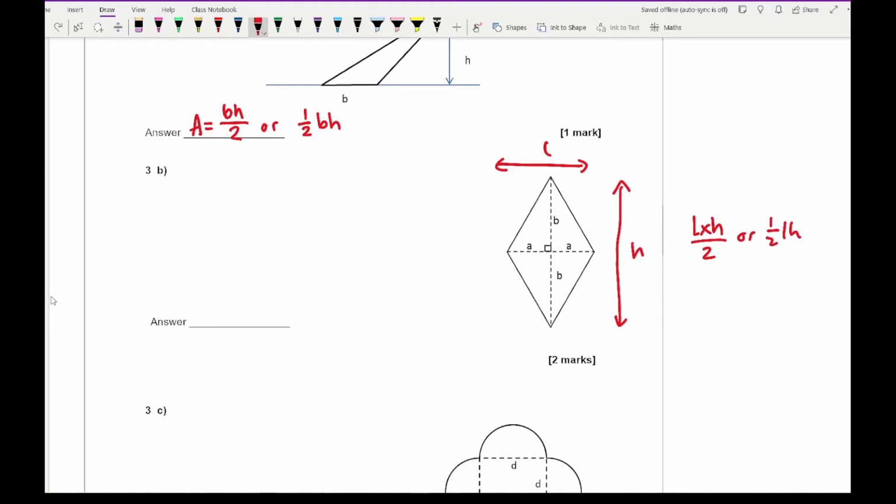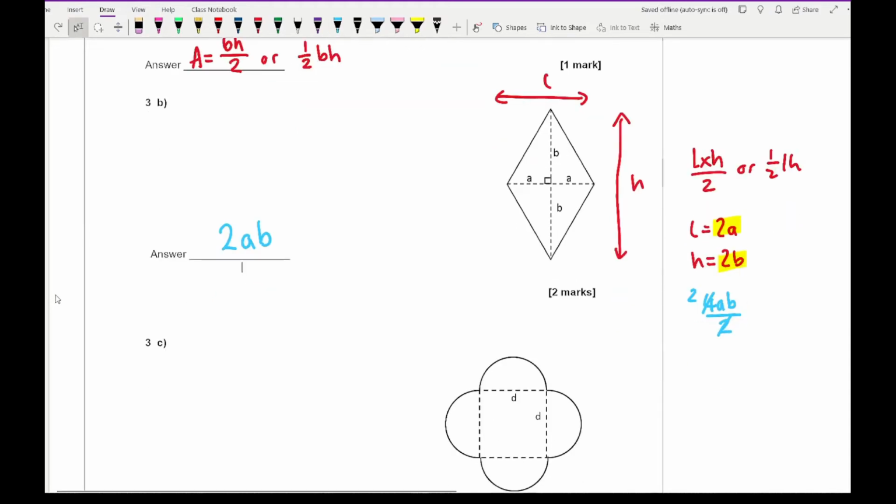Now in this case, L is 2A and H is 2B. So if I replace these two values into either of those two formulas, I'm going to get 4AB divided by 2, and the 4 cancels with the 2 to leave me with 2. So the final answer is going to be 2AB.